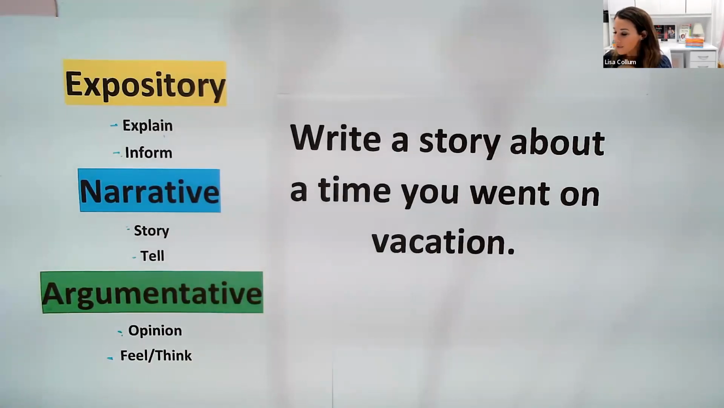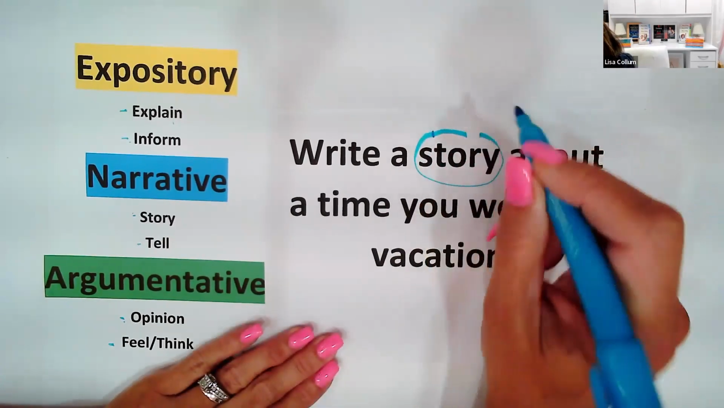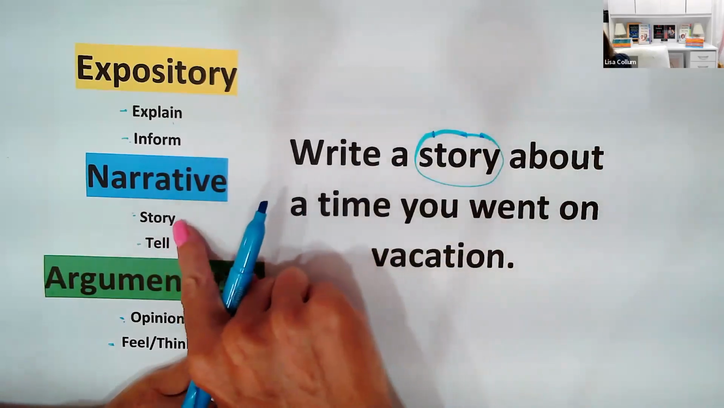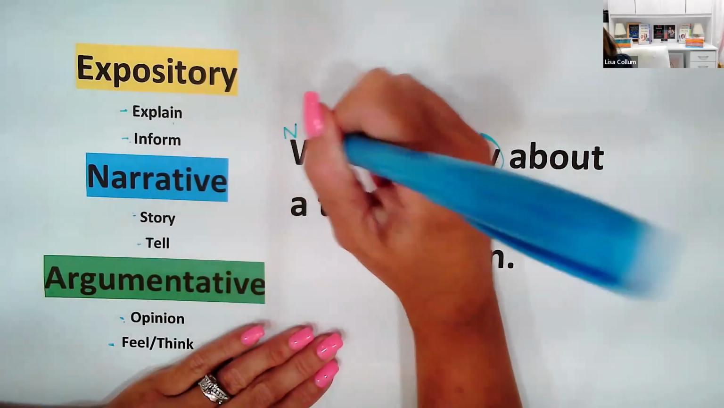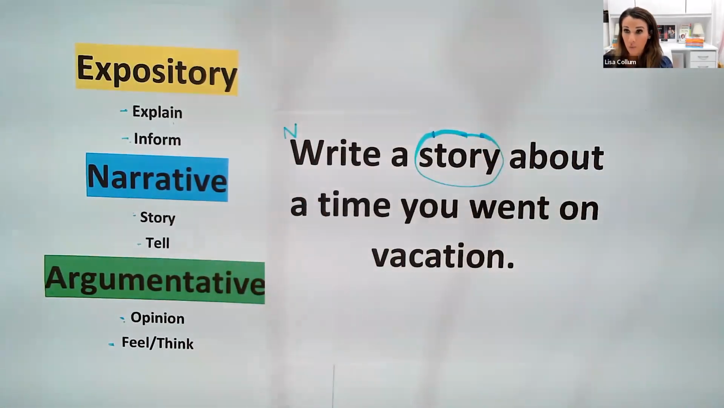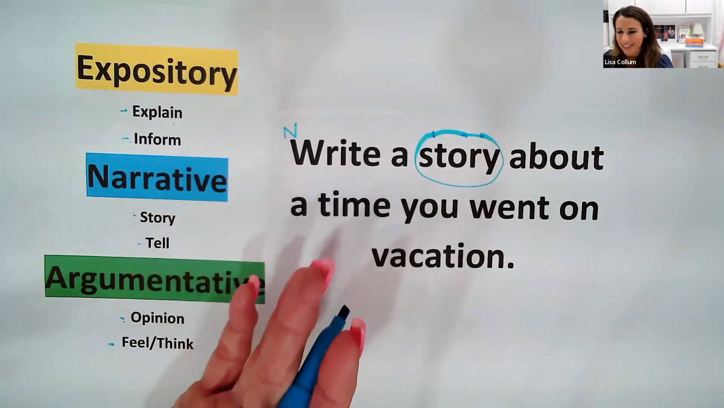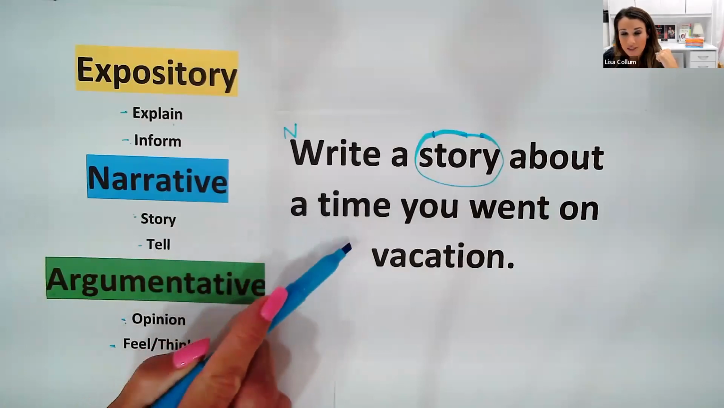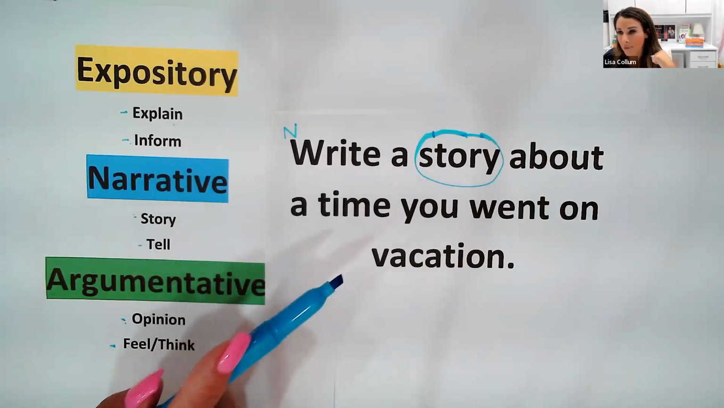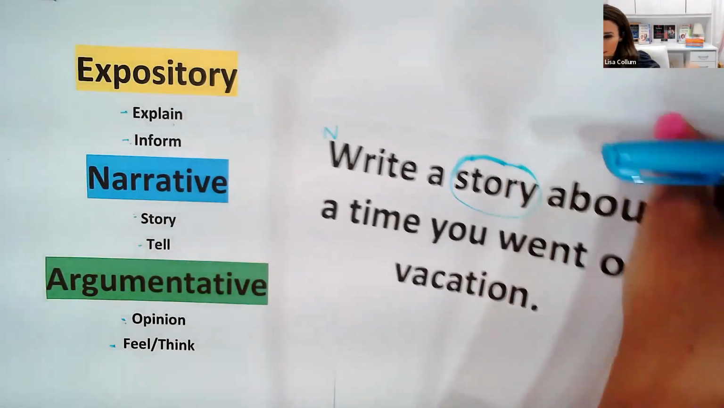You should have all said story. That's the keyword. I'm going to circle it. And I know because the keyword is story, I'm writing a narrative essay. So I'm going to put an N up here because it's a narrative. Now, if this was the prompt, I know I'm just telling a story about a time I went on vacation. I'm not explaining. Remember the other prompt that explains about your favorite animal? No. For this essay, I'm just telling a story about a time I went on vacation. Okay, let's look at some more.